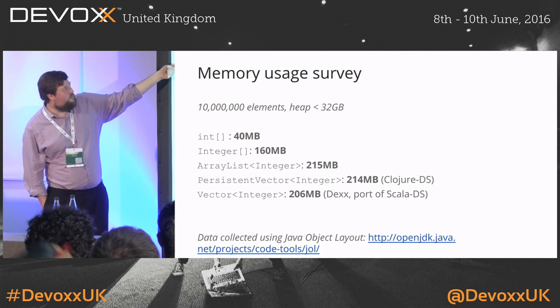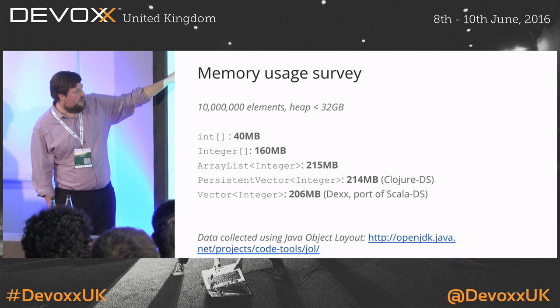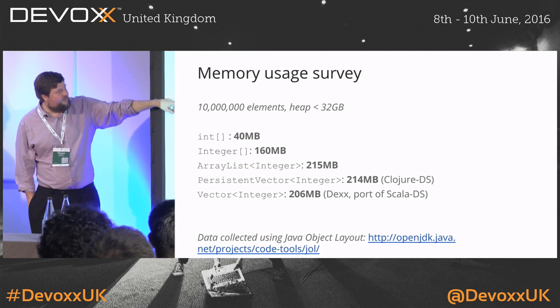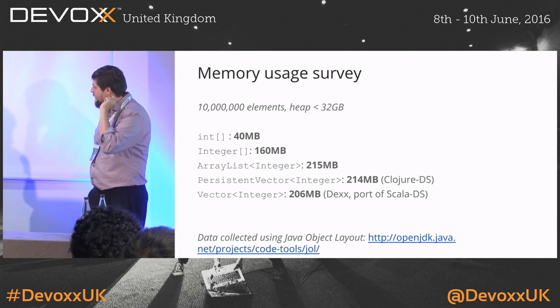Always worth remembering whenever you're talking about these things. If you can get them down to primitives, that's lovely. You will save a lot of memory and save a lot of pointer chasing. Integer array and ArrayList of integer is 160 meg and 215 meg. But Raoul, isn't an ArrayList of integer basically being backed by an integer array under the hood anyway? Why is it so much bigger here?